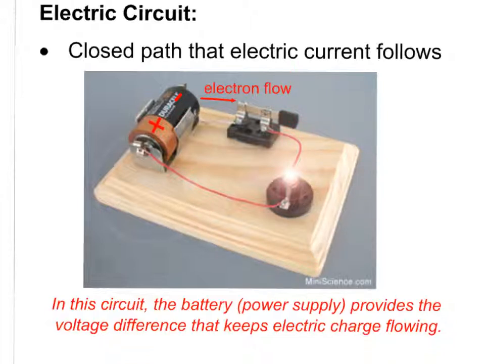We can break that closed circuit by removing any of these pieces. We could remove the wire or cut it. We could remove the bulb. We could remove the battery, and this would no longer be a closed path. And without a closed path, there will be no current.